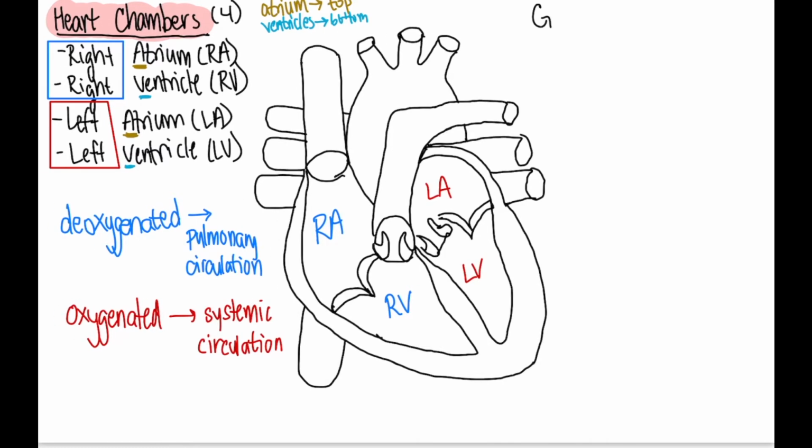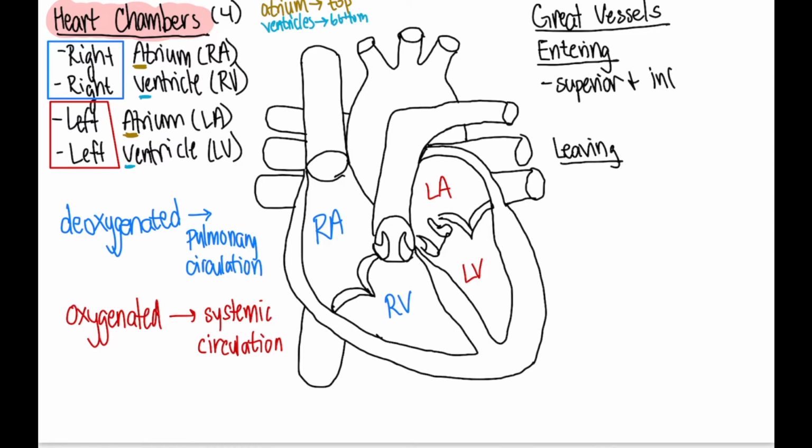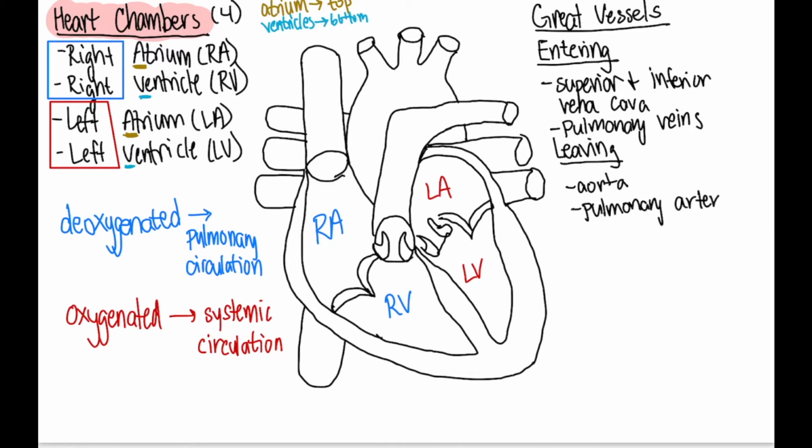So now we're going to go through the great vessels. So there are 4 important vessels in the heart that we will discuss. We'll discuss 2 vessels entering the heart and then 2 vessels that are leaving the heart. So the first vessel that is entering the heart is going to be the superior and the inferior vena cava. The second one entering the heart is going to be the pulmonary vein. The 2 vessels leaving the heart are going to be the aorta and the pulmonary artery.